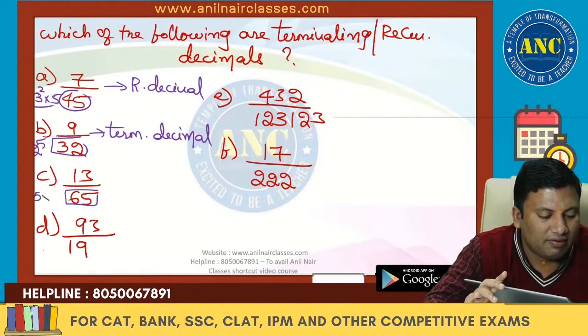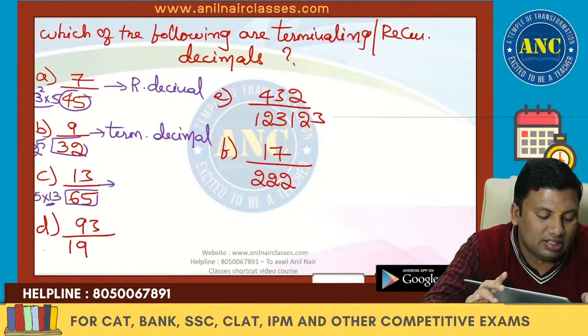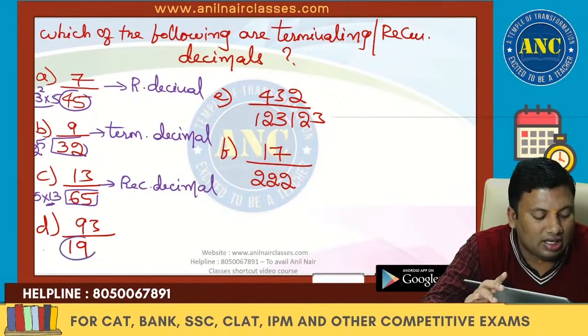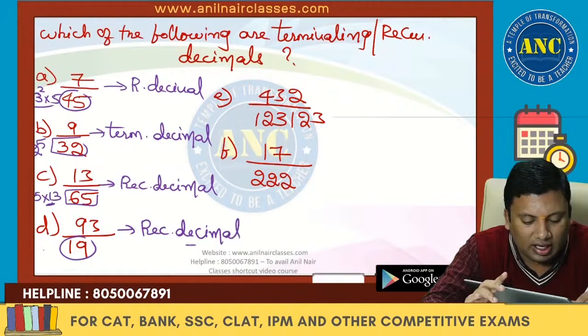65 is 5 into 13. 13 is a prime number, so other than 2 and 5, these are nothing but recurring decimals. 19 is a prime number, so these are nothing but recurring decimals.